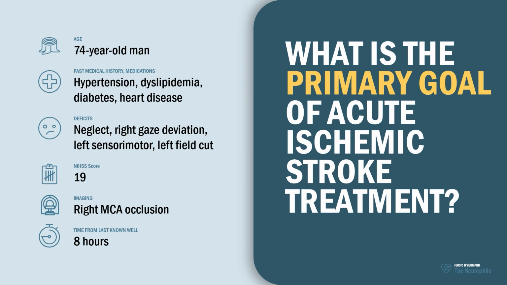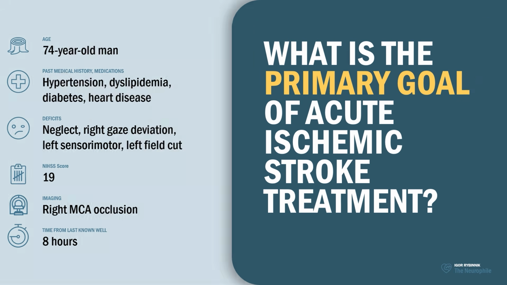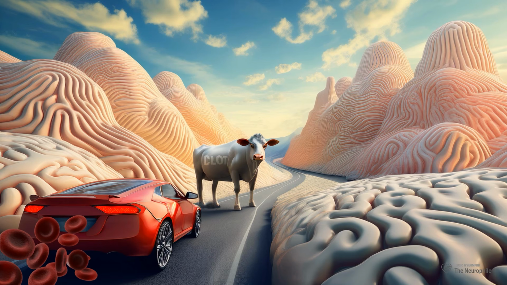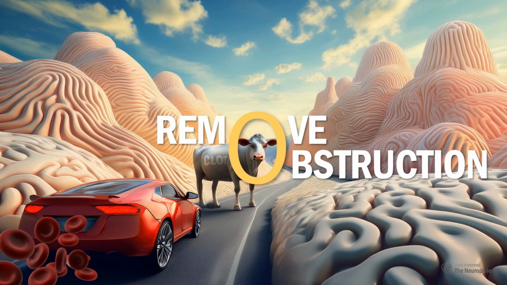Now that we're fairly certain that this is an ischemic stroke in progress, what is the primary goal of treatment? Right, reperfusion. We need to remove the obstruction to blood flow, emphasis on the moo. Get the cow, the blood clot, off the road. Why?